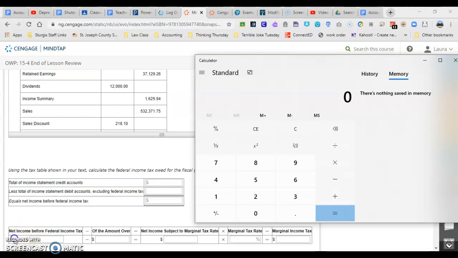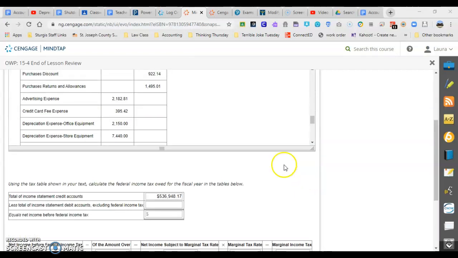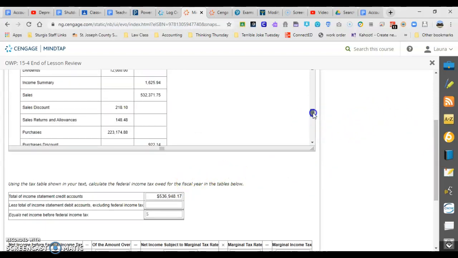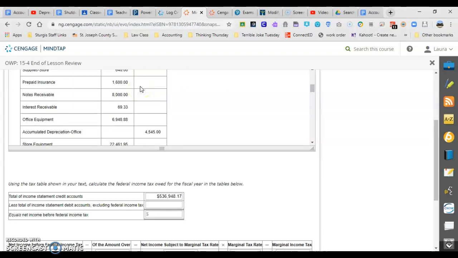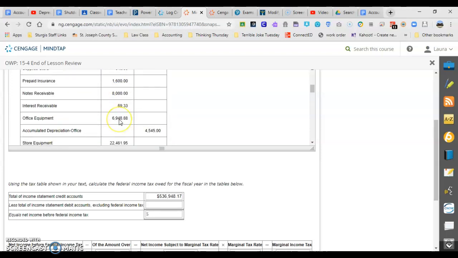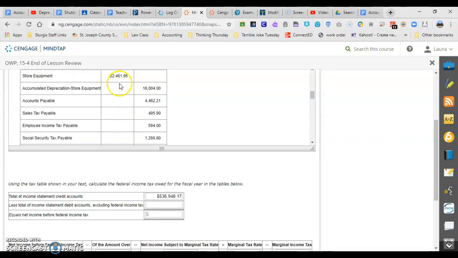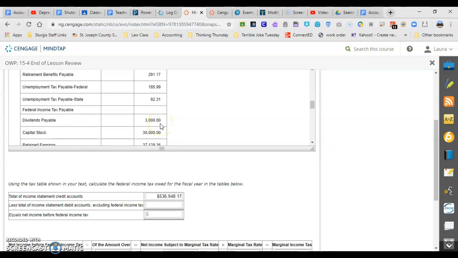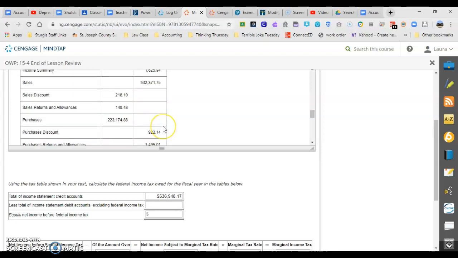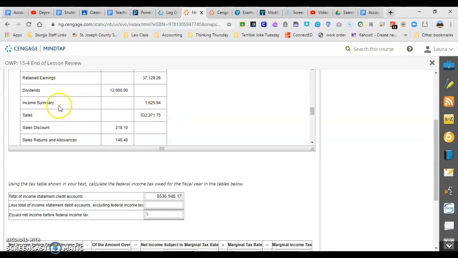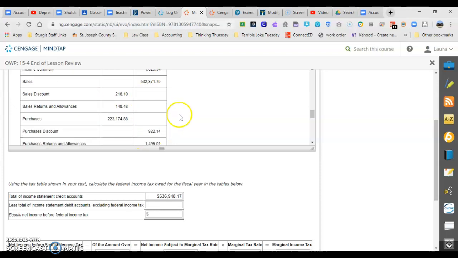Start with the income summary on down. Okay, so now I added up all the income statement credit accounts. Now you add up all the income statement debit accounts, which again, assets and liabilities, all of these go on the balance sheet. These are the equity accounts. And dividends will go on the balance sheet. So income summary on down goes on the income statement.